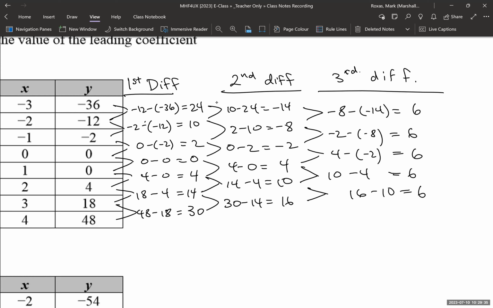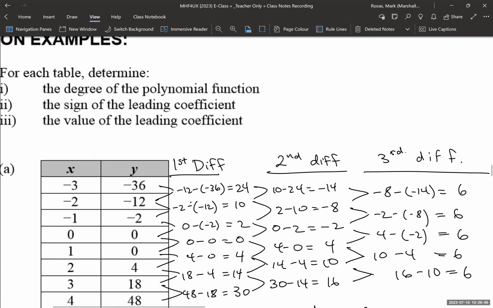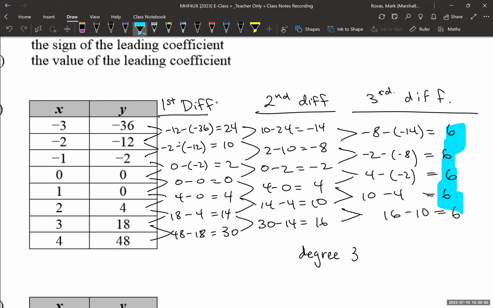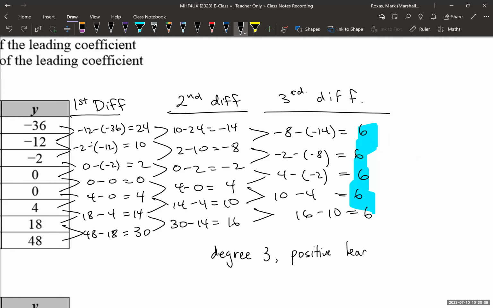So this is a cubic. Third difference is constant. So it is of degree 3. Okay. So first question, degree of the polynomial. Second question, sign of the leading coefficient. The sign of the leading coefficient is going to be positive because all of these differences here are positive. 6, 6, 6, 6, and 6. Positive. So degree 3, positive leading coefficient because the third differences are also positive.